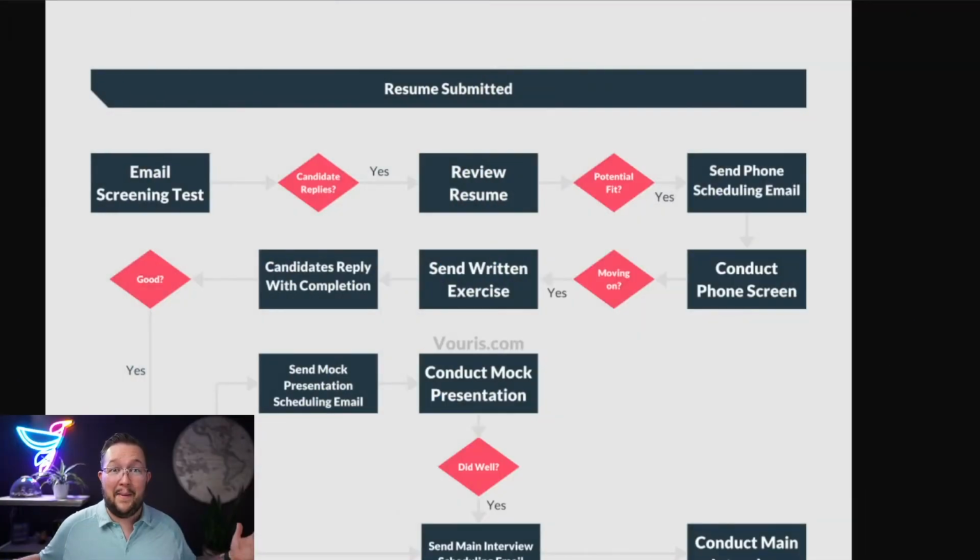Boom, look at me. I am in a flowchart. How exciting. Now, what you're looking at here is a high-level flow chart of the sales hiring process that we go through. We have our clients go through it as well. And it all starts right here at the top. Resume submitted. They submit their resume to you. That's usually a good start. What do you do next, right?